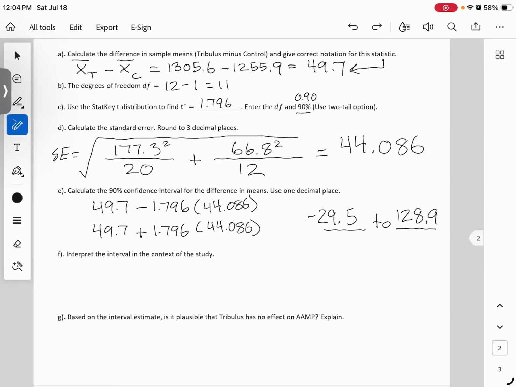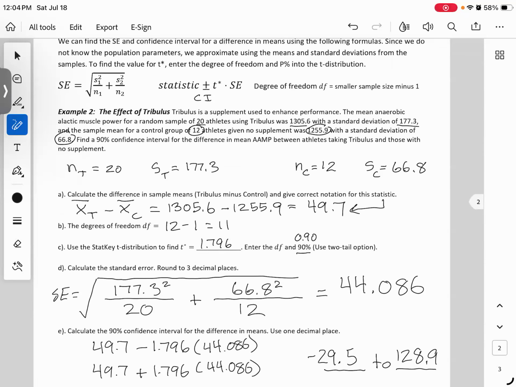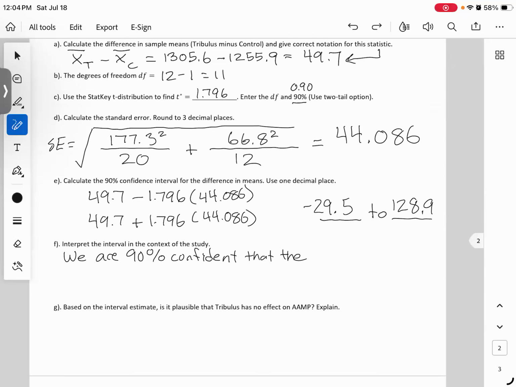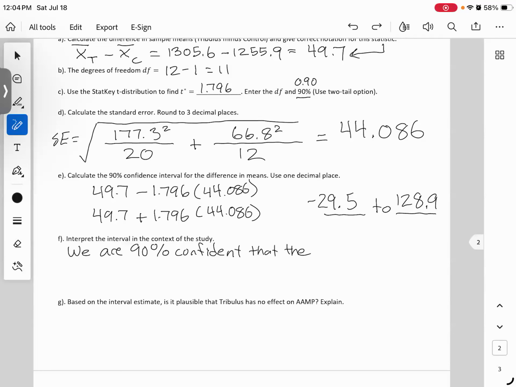There we go. Yeah, we would start off with we are 90% confident that, and then again, they already have the wording for us, that the difference in mean aerobic power between athletes with the supplement and those with no supplement, we could use those words, that the difference is between negative 29.5 and 128.9.